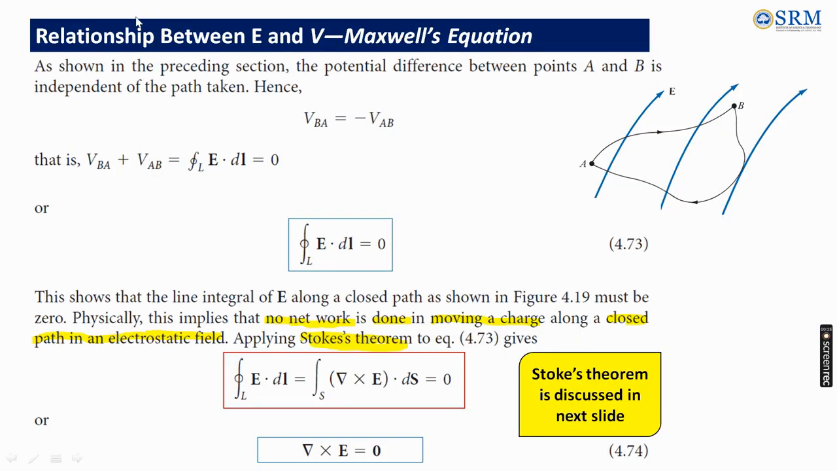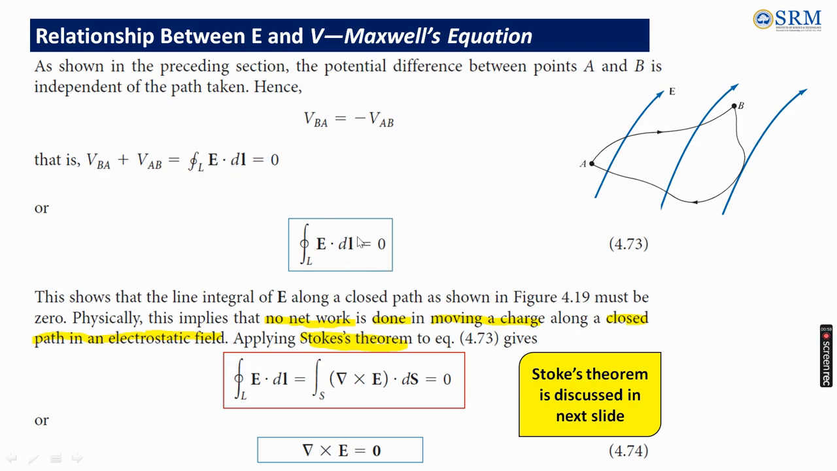Okay. So we already know from the previous session that the potential difference between the 2 points A and B is going to be independent of the path taken. So VBA is equal to minus VAB. So how can I rewrite? If I take the left hand side, VBA plus VAB is equal to 0 actually. And I can relate it to electric field intensity by the closed line integral of E dot dl. So E dot dl is equal to 0.